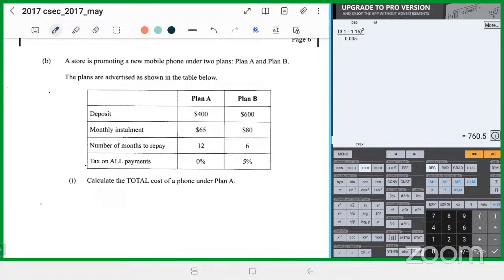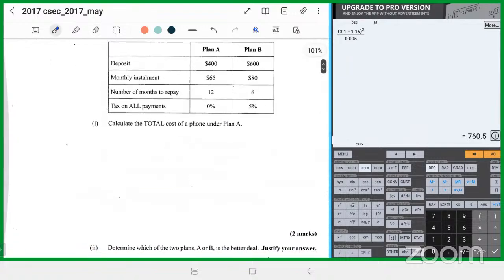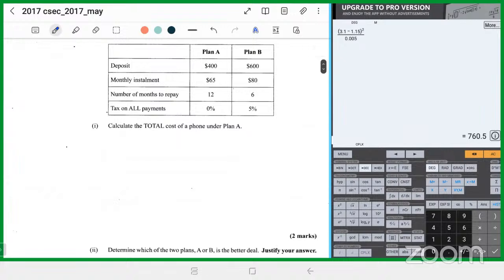First part wants us to calculate the cost of the phone under Plan A. And we can just write out what it's going to be. It's not complicated. So the Plan A cost is going to be equal to the deposit, $400, plus we're going to pay this $65 12 times. So we're going to add 12 times $65.